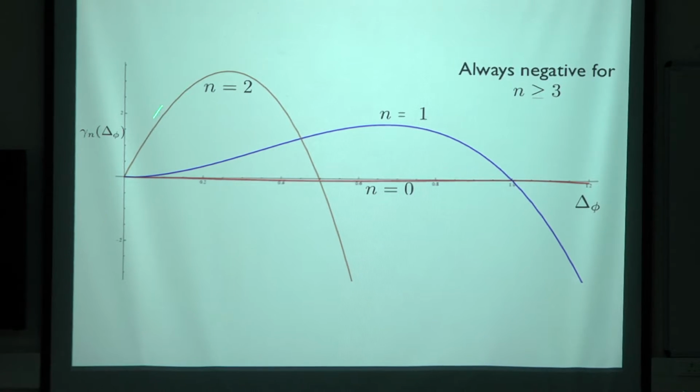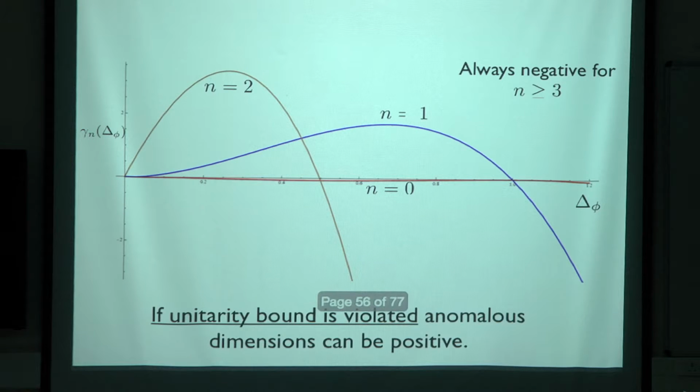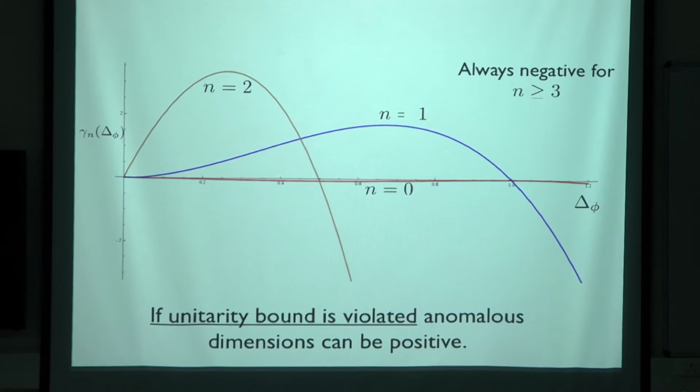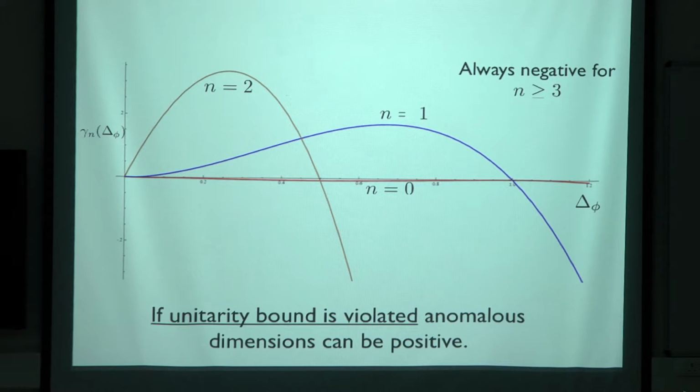So for example, if you plot a graph of the anomalous dimension as a function of delta phi, then for n equal to 2 and n equal to 1, it will turn out that the anomalous dimension can be positive. But then this happens only when you violate the unitarity bound. The unitarity bound for d equal to 4 is here. So for any value of delta phi that satisfies the unitarity bound, it is steadfastly negative. So the conclusion here that we reach is that if the unitarity bound is violated, the anomalous dimensions can be positive, but it will be negative otherwise.